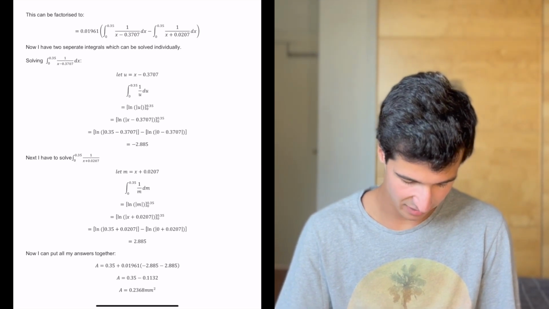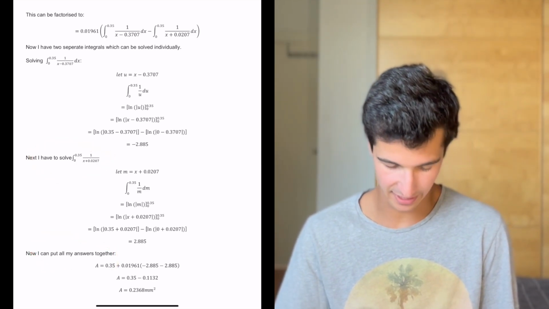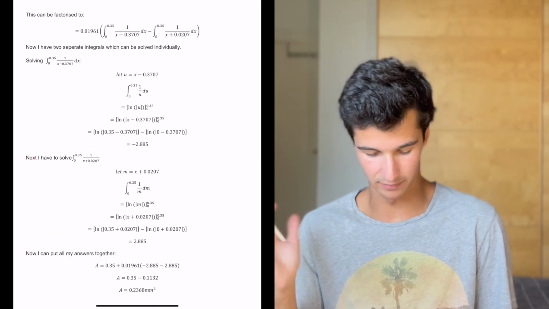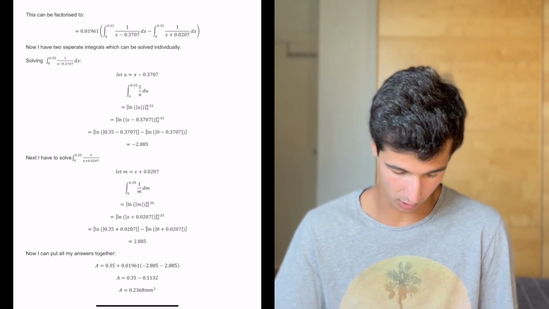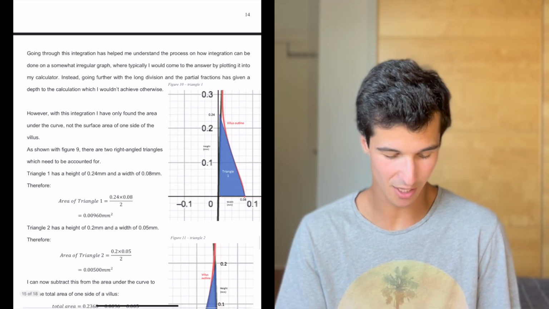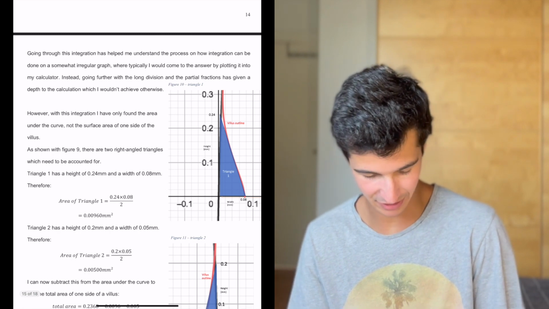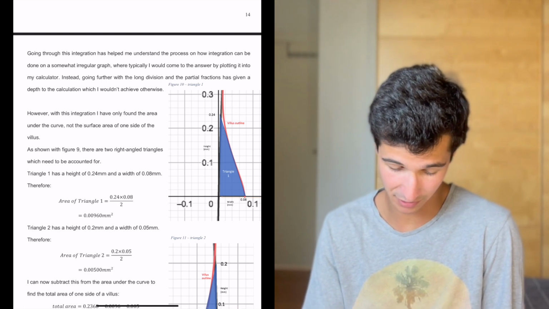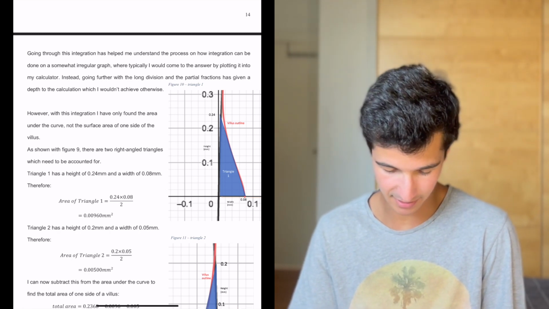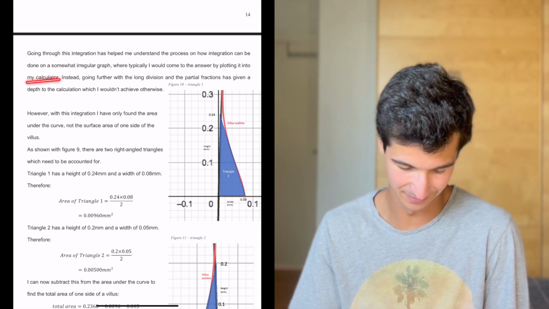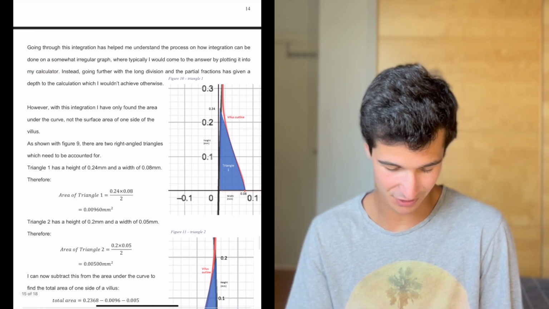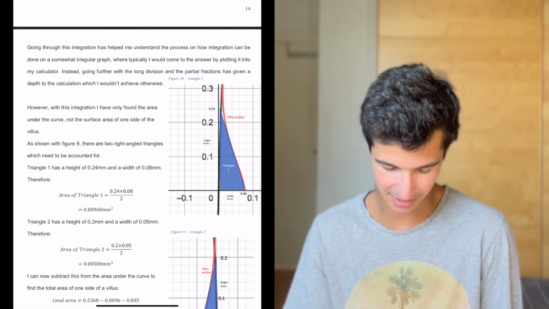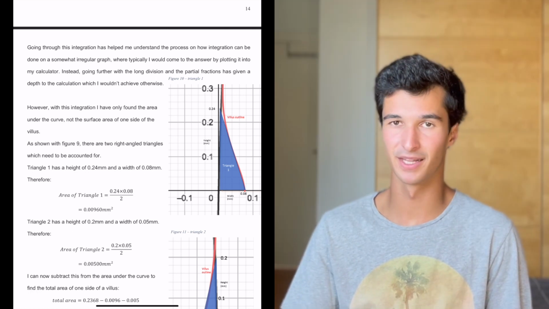If I didn't have these, and I just had a list of things, it would be even harder to understand. Like it just wouldn't work. Going through this integration has helped me understand the process on how integration can be done on a somewhat irregular graph, where typically I would come to the answer by plotting it into my calculator. Instead, going further with long division in partial fractions has given me a depth to the calculation which I wouldn't otherwise achieve. This is personal engagement.